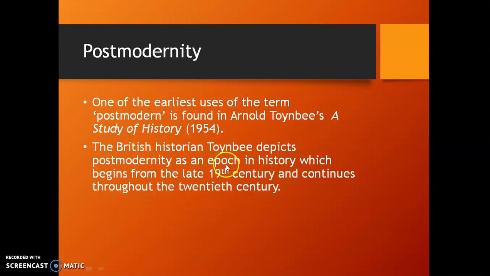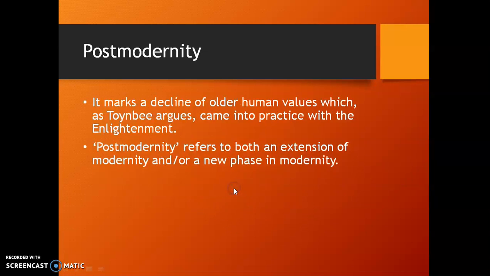And he defines it as an epoch in history which begins from the late 19th century and continues throughout the 20th century. So after modernity there was post-modernity, which begins in the late 19th century. If you see my video on modernity, you will get a clearer idea of what we know as modernity. So again, you have to go to the description of this video, or you can go to the top right corner of your screen and press the I button to get access to that video on modernity.